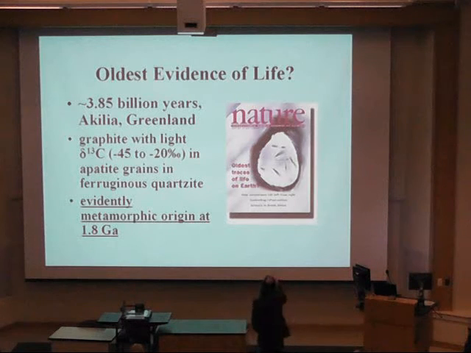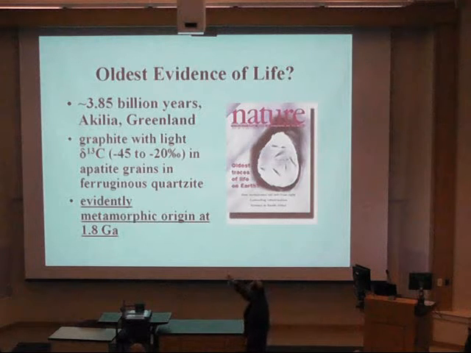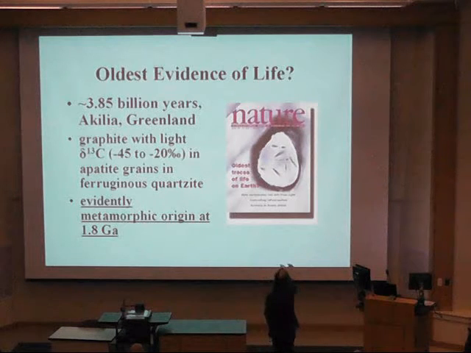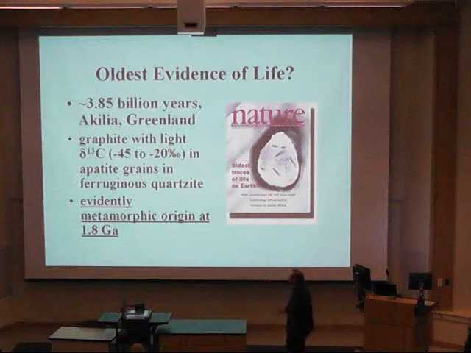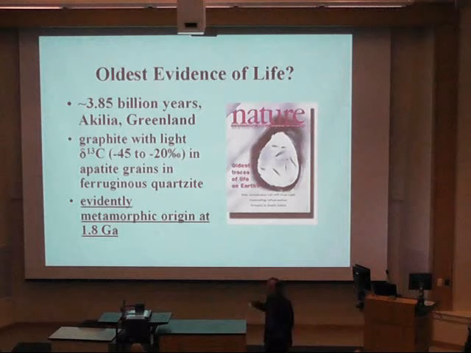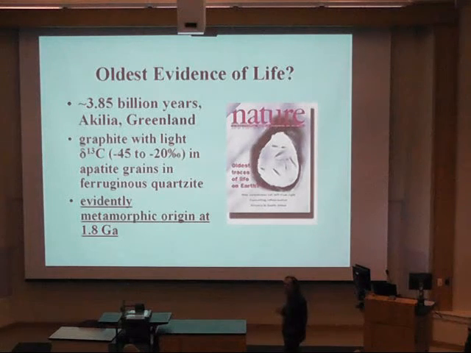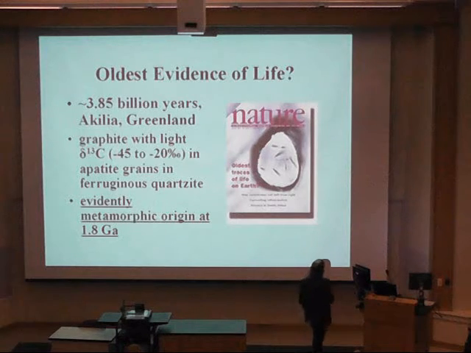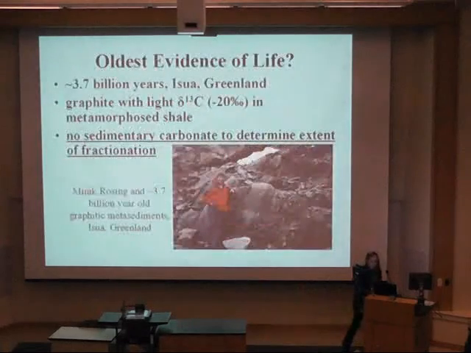Wisely so, because it turns out when you date these apatite crystals that contain the graphite, it yields an age much younger than the age of the host rock. So these graphite crystals could have got there as recently as that, which is the age of these apatite crystals. So if it's evidence of life, it's not necessarily evidence of life at 3.85 billion years ago. It might only be evidence of life at 1.8 billion years ago.